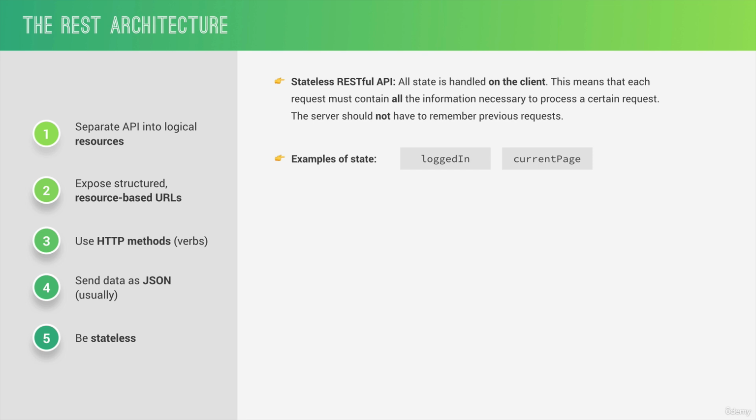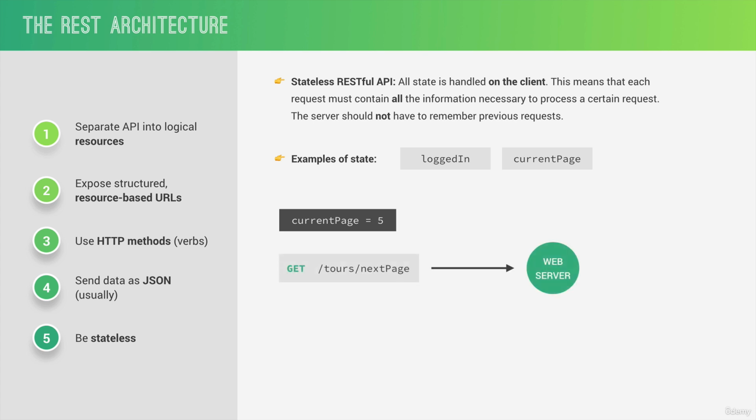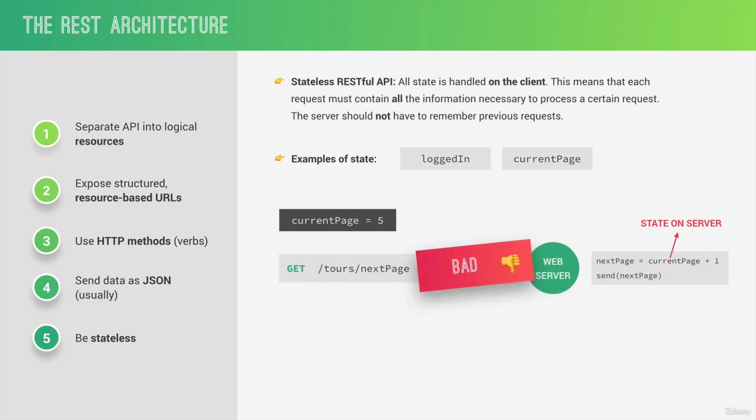So, let's take the list with several pages as an example, and let's say that we're currently on page 5 and want to move forward to page 6. So we could have a simple endpoint called tours/nextPage and submit a request to it, right? But the server would then have to figure out what the current page is and based on that, send the next page to the client. In other words, the server would have to remember the previous request. It would have to handle the state server side. And that is exactly what we want to avoid in RESTful APIs.